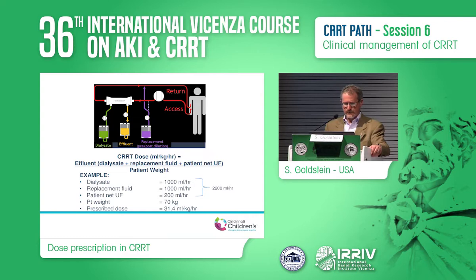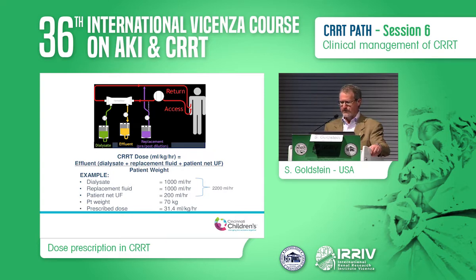So for example, if we're providing CVVHDF to this patient, the CRRT dose is dosed in mL per kilo per hour. You can see the sum of the dialysis fluid, replacement fluid, and patient net ultrafiltration divided by the patient's weight. So if we provide 100 mL per hour of dialysis fluid, 100 mL per hour of replacement fluid, and 200 mL per hour of net UF for the patient, that equals 2,200 mL per hour. And if the patient is the average 70 kilo patient, that leads to a dose of dialysis of 31.4 mL per kilo per hour.